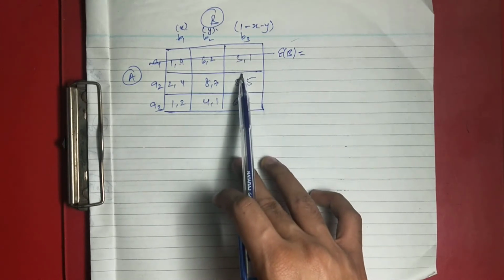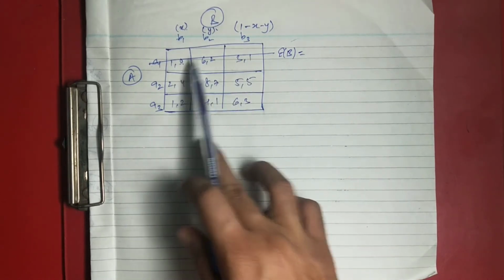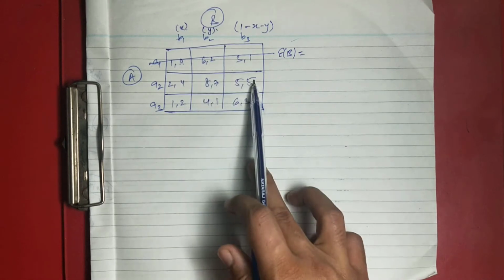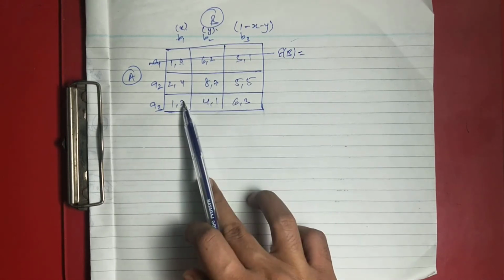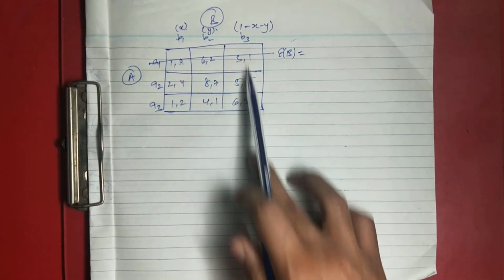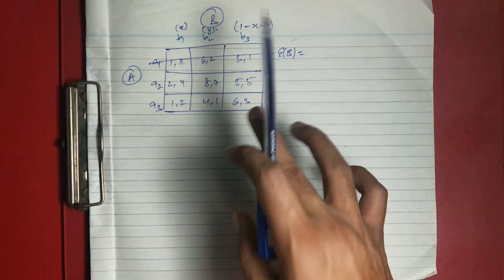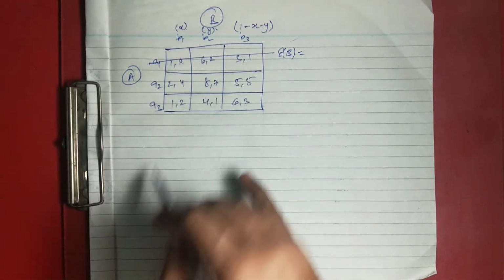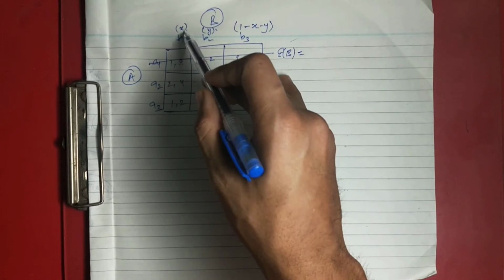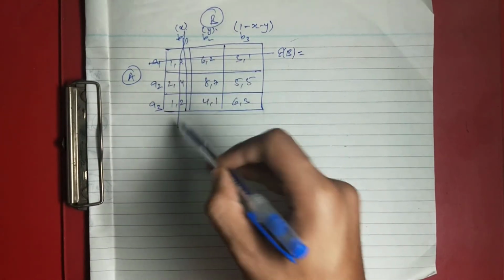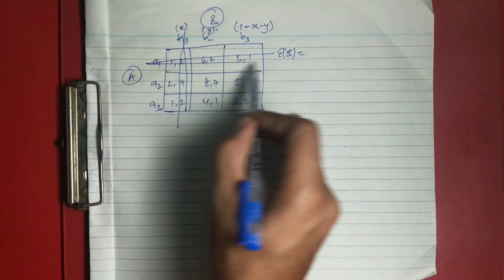Now we will see this. Okay, so 1 is less than 2, 5 is greater than 4, 3 is greater than 2. So I will always choose B3 over B1. So we won't be choosing B1. So we again eliminated B1.